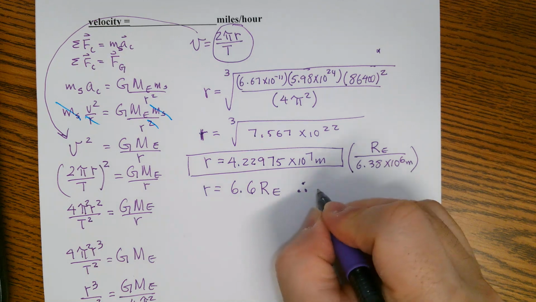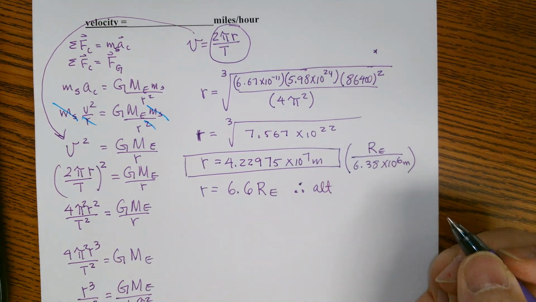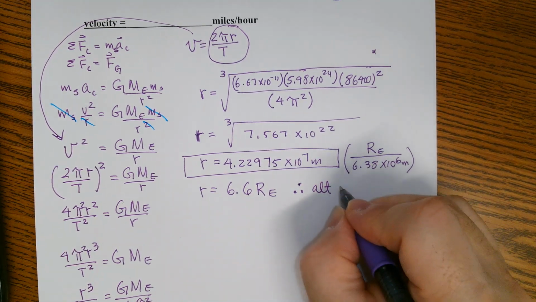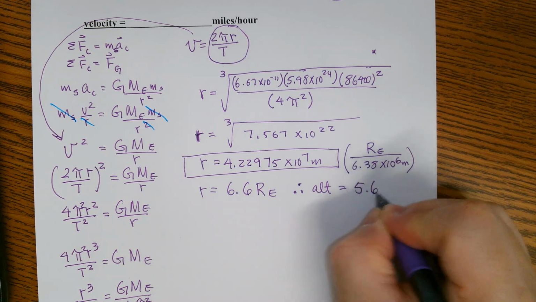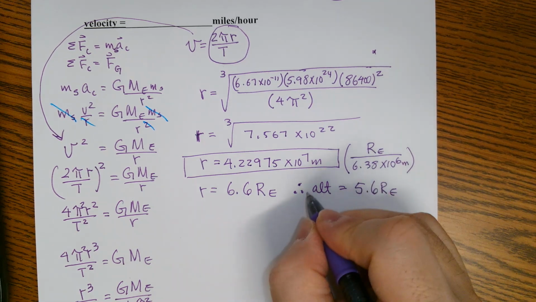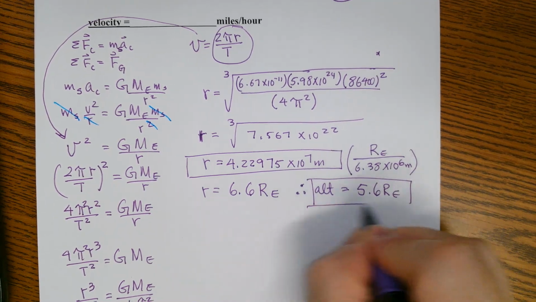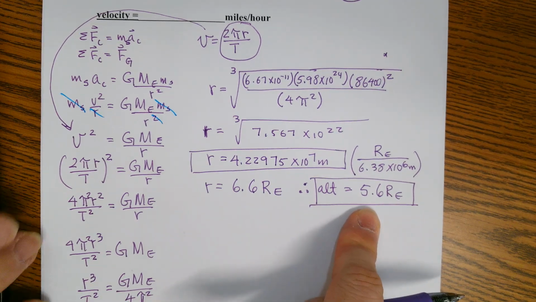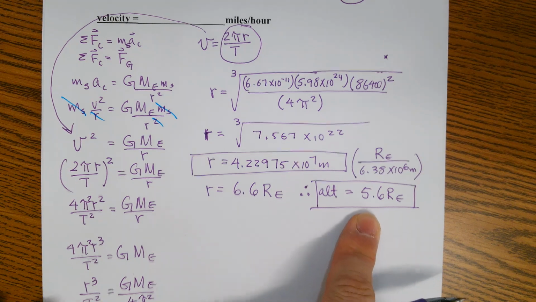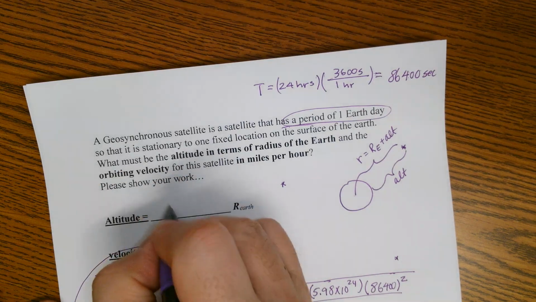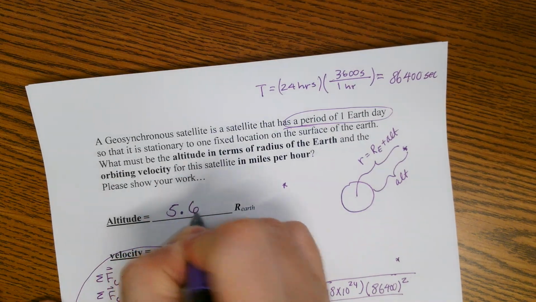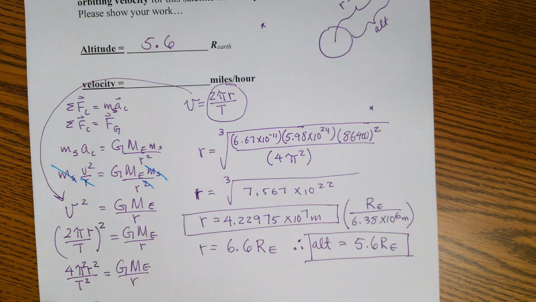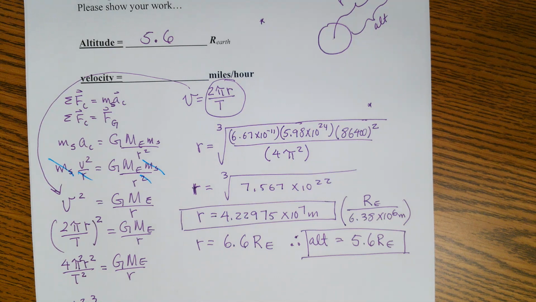Therefore, the altitude from the surface of the Earth to where the satellite should be is 5.6 radius of the Earth. So you have to stick this thing out so far out, more than 5.5 times the radius of the Earth out there. So that's really far out. 5.6 radius of the Earth is how far you have to stick that thing out.